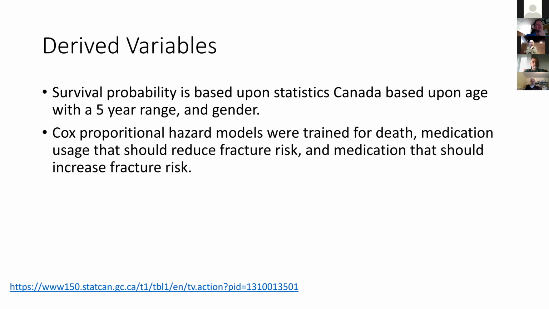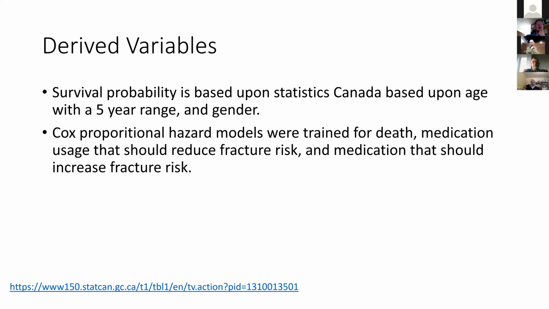So as well, there are some derived variables that were added. For example, there's a Statistics Canada survival probability that's just based upon 5-year age ranges and gender. So I just entered that in a priori, even though it maybe isn't applicable to every individual patient. It gives some general idea of how long they might live. And then I created Cox proportional hazard models within the training data only.